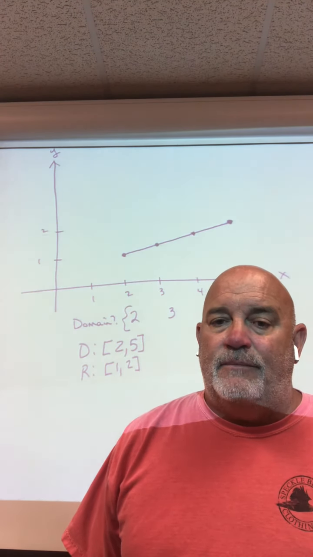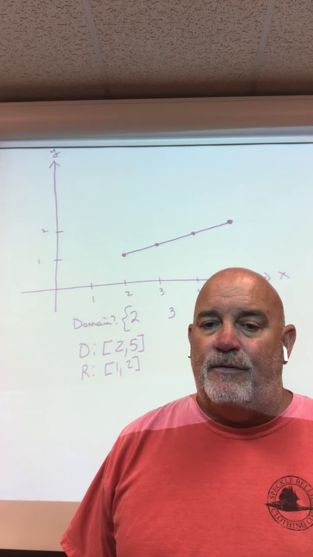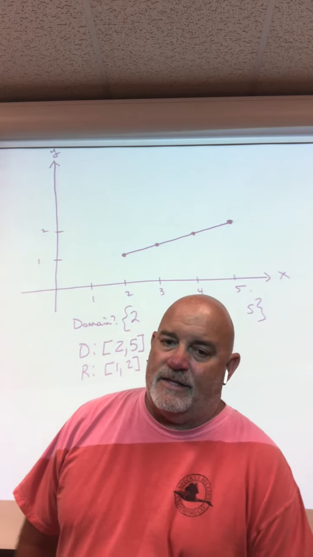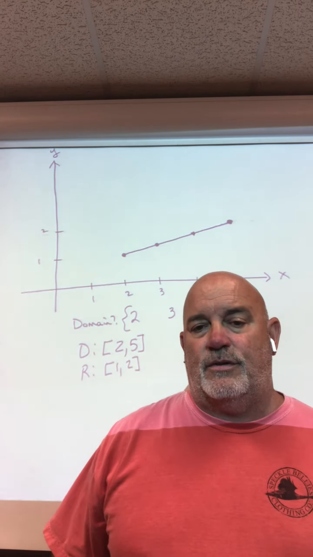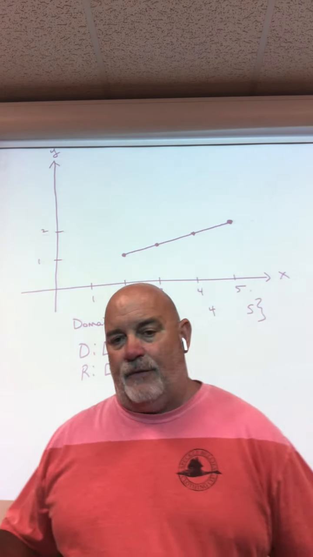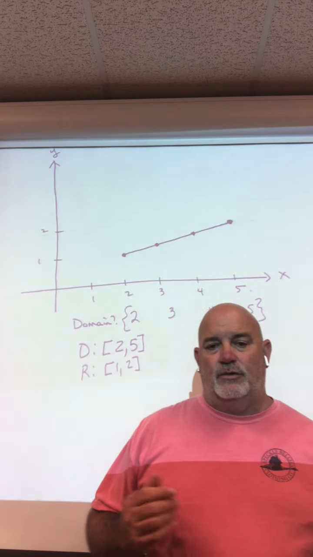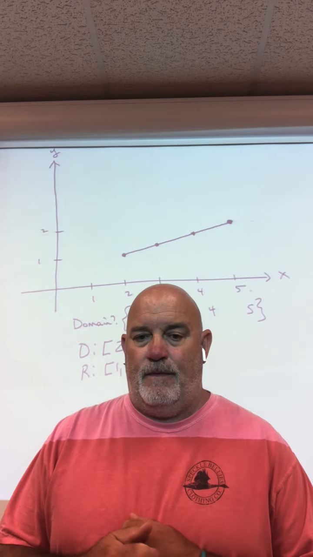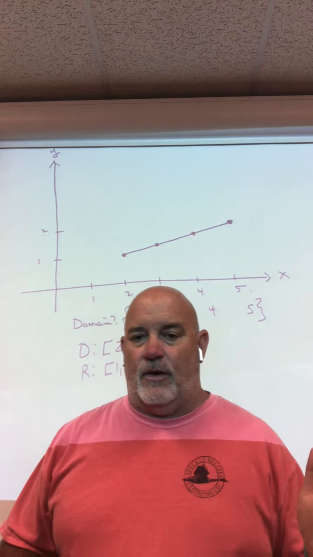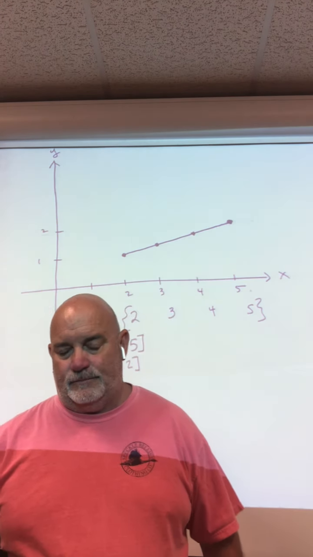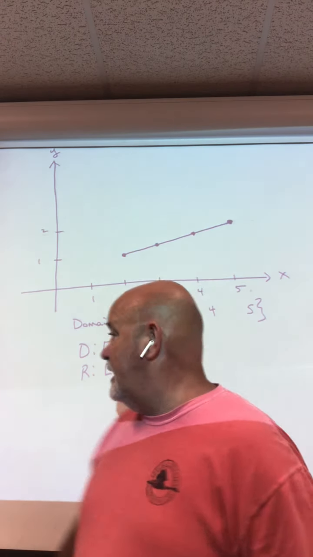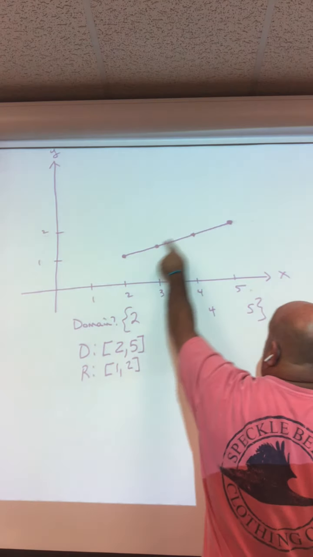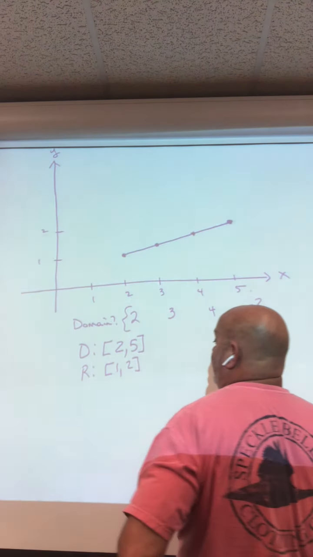The domain of a graph is how far the graph goes from left to right. And that's what we just said right here. It starts at 2, ends at 5, and it uses all the numbers between 2 and 5.